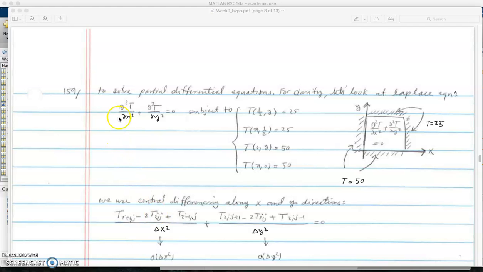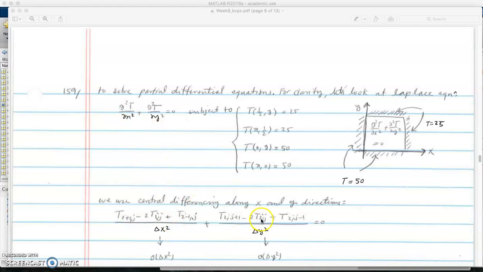Given that, we can discretize the first term using central difference. It's going to be the temperature at the previous x, so Ti minus 1, with j fixed, minus 2 times the temperature at the current point, Tij, plus the temperature at the next point along the x direction. That's why the x index only changes from i minus 1 to i plus 1, and j is fixed. This is divided by del x squared because I'm taking the derivative with respect to x.